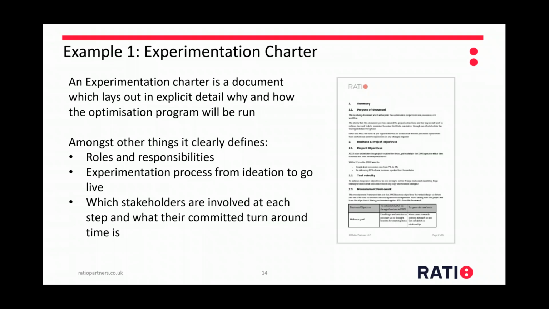So one thing that we do at Ratio is for all new customers that we're working with, we put together an experimentation charter. And what this does is to lay out in explicit detail, prior to even looking at the research that we're doing to support the hypotheses, who is going to be involved at each step of the way, what are their roles and responsibilities, what does the process look like from the time that you come up with an idea to the time that it goes live, and then the test finishes up and you analyze the results, and which stakeholders are involved at each step, and what are they committing to as far as a service level agreement.